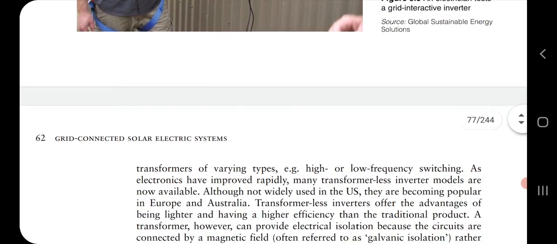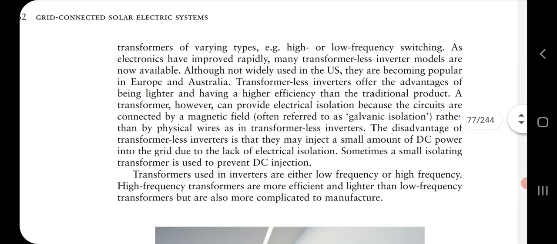There are many types of inverters. The technology has improved, and after the improvement, transformer-less inverters are also used. The main point is that an inverter with a transformer is very good, because there is isolation of the circuit and DC current cannot be transferred to the grid.